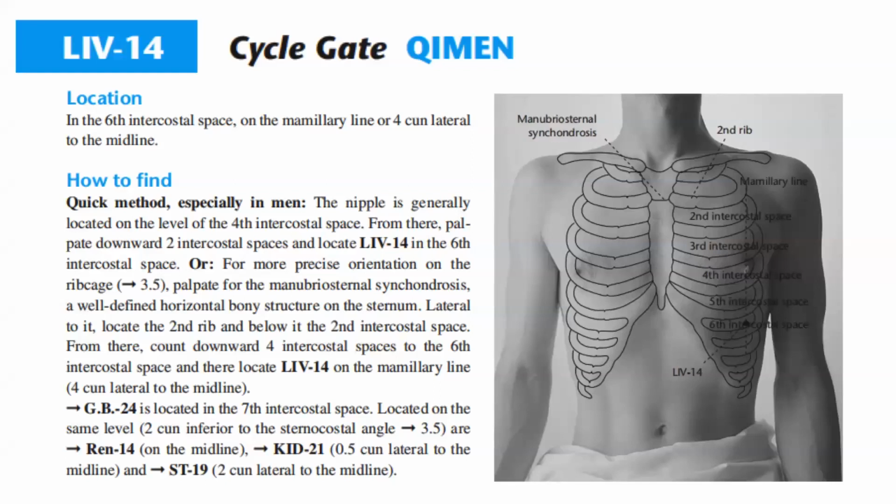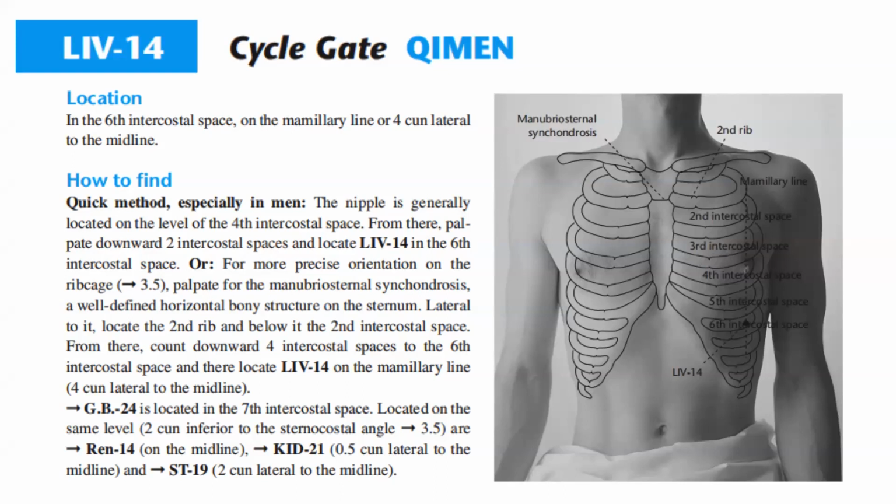So we have a quick method, especially in men. The nipple is generally located on the level of the 4th intercostal space. From there, palpate downward 2 intercostal spaces and locate Liver 14 in the 6th intercostal space.